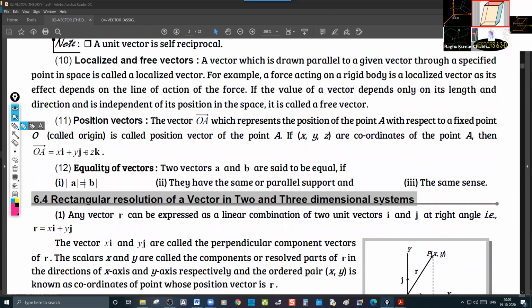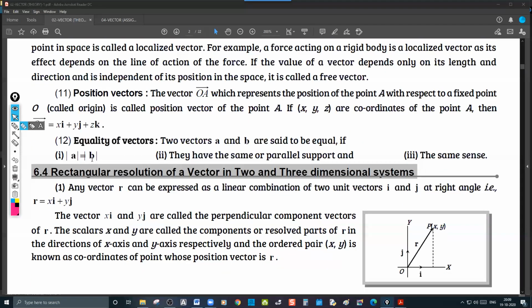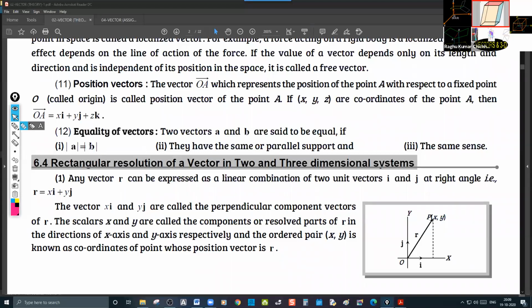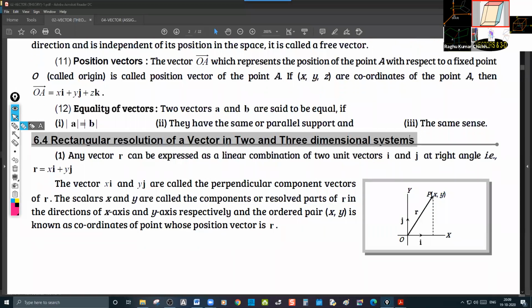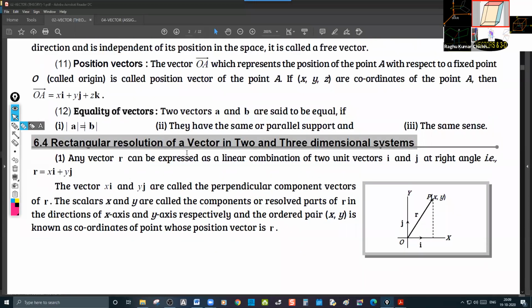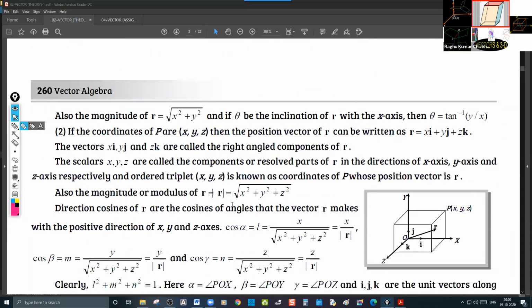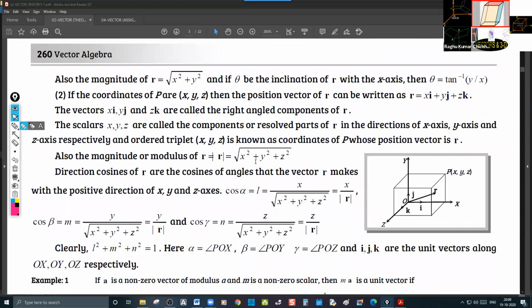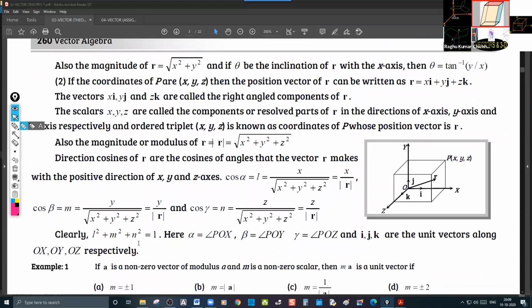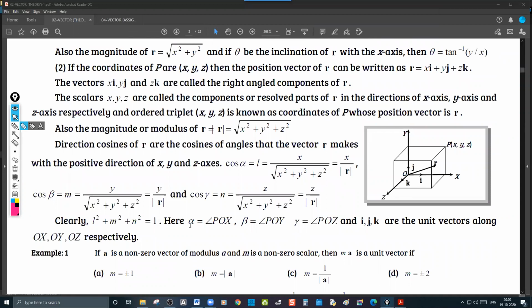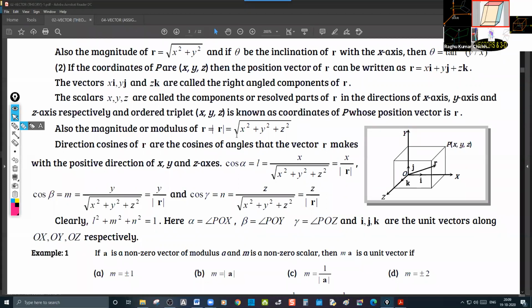Again, position vectors, I explained to you. Equality of two vectors: their lengths are the same, they have the same line of support and the same sense or direction. Rectangular representation of a three-dimensional system, that is xi plus yj plus zk, and modulus of r bar is root over x square plus y square plus z square. Modulus of r bar is nothing but magnitude.